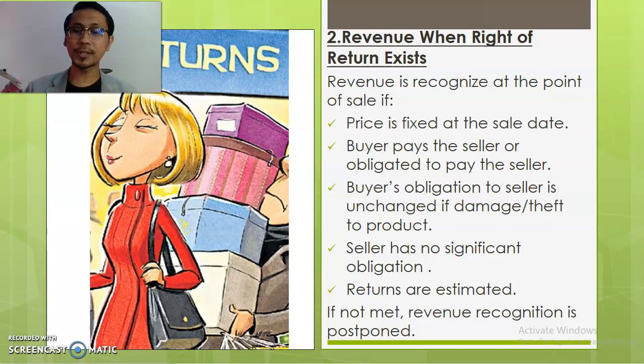If these conditions are met, then the sales revenue and cost of sales are recorded but reduced to reflect estimated returns and related expenses. If not met, then the revenue recognition is postponed.